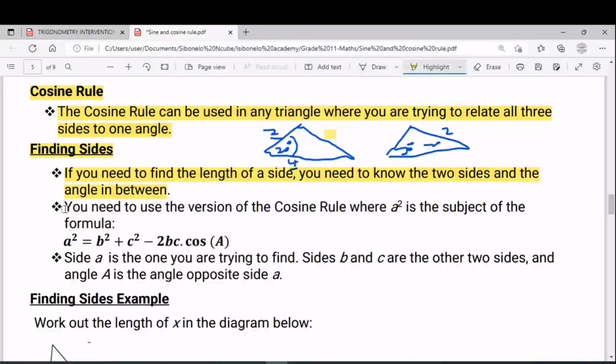And then you need to use the version of the cosine rule where a squared is the subject of the formula. So a squared equals b squared plus c squared. b and c are the known sides, the ones on the sides of your angle, with the angle between them. Minus 2bc times cos A. So this is the formula we use when we want the unknown side of a triangle.